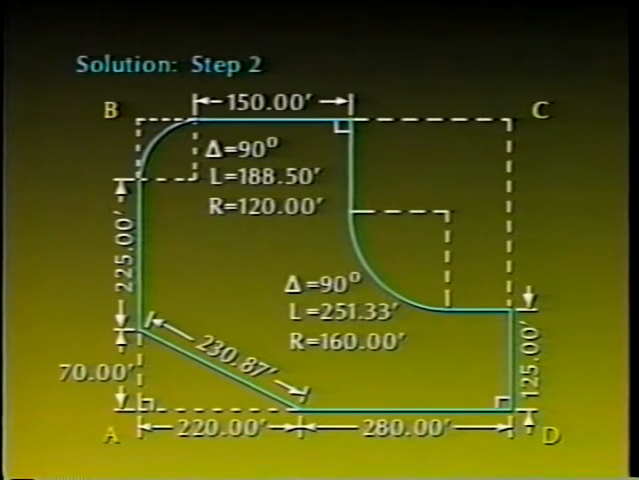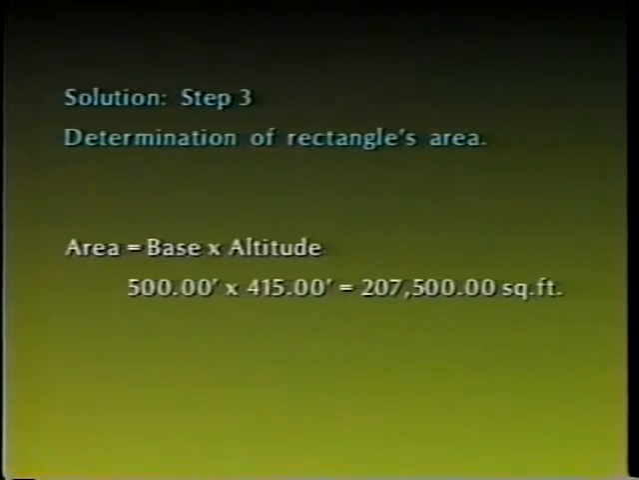Side AD is the length 220 feet plus 280 feet, equaling 500 feet. The side AB is 70 feet plus 225 feet plus 120 feet. That is, the 120 feet is the radius of the circle, giving a total of 415 feet. The area of the rectangle is 500 feet times 415 feet, equaling 207,500 square feet.